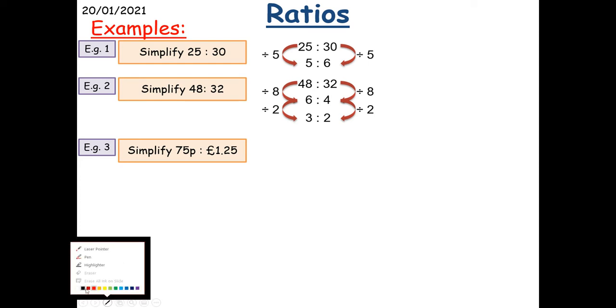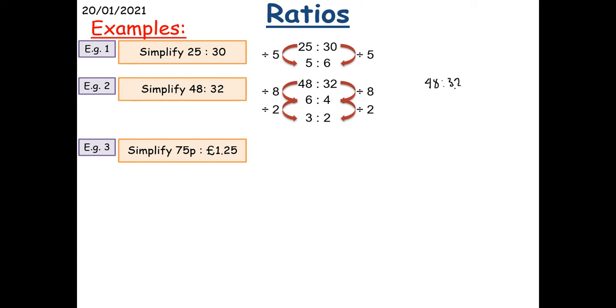Now, another way that you could have done this one, I'll write it over here, is we've got 48 to 32. Okay, now if you're not too sure about going straight to the 8, remember what I said, if they're both even, you can always divide both sides by 2. So if I divide both sides by 2, 48 divided by 2 is 24, and 32 divided by 2 is 16. Okay, they're still both even, so guess what? I can still divide them by 2 on both sides. So 24 divided by 2 is 12, and 16 divided by 2 is 8.